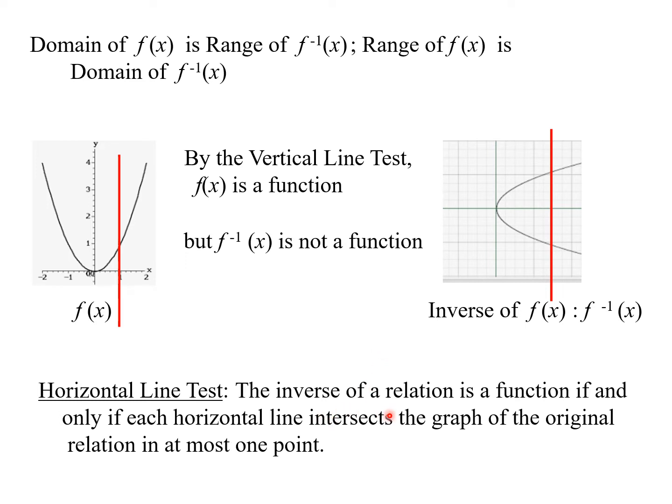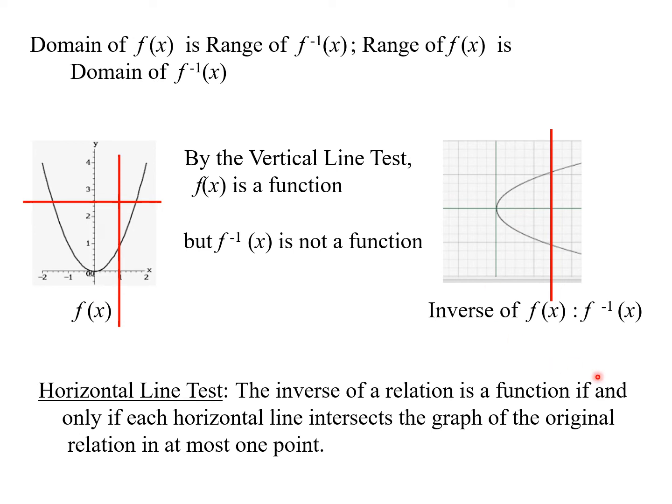The inverse of a relation is a function if and only if each horizontal line intersects the graph of the original function in at most one point. So that's kind of a mouthful here. The inverse of a relation is a function if and only if each horizontal line intersects the graph of the original function in at most one point. Now, this actually fails the horizontal line test. So that tells us that its inverse is not a function.